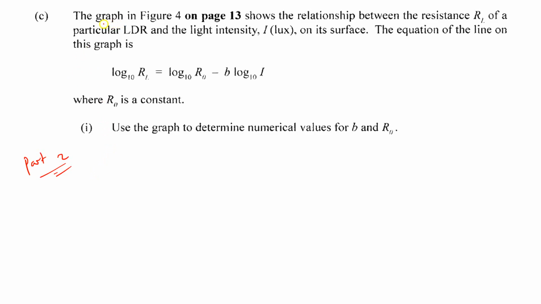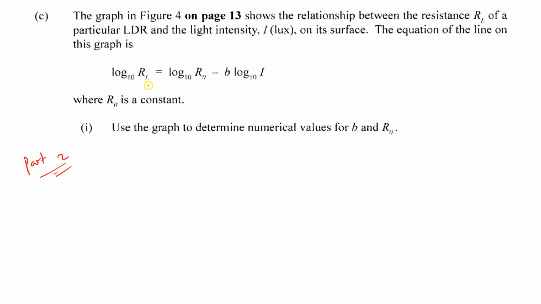So it says, the graph in figure 4 on page 13 shows the relationship between the resistance RL of a particular LDR and the light intensity I, in lux, on its surface. It says that the equation of the line on the graph is this.